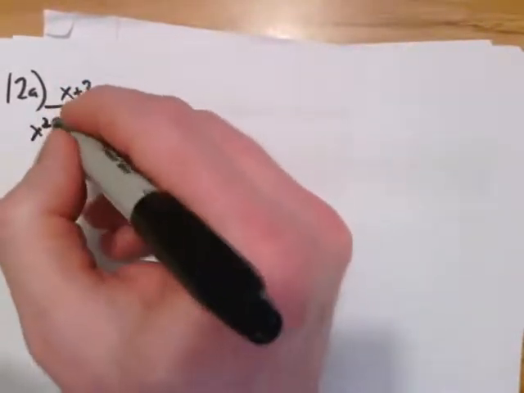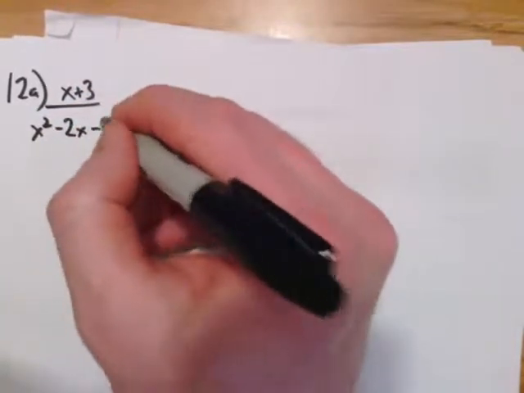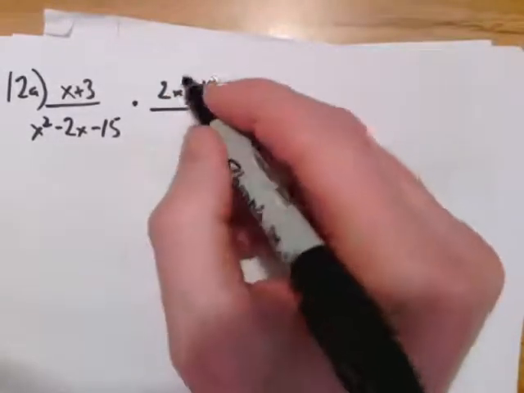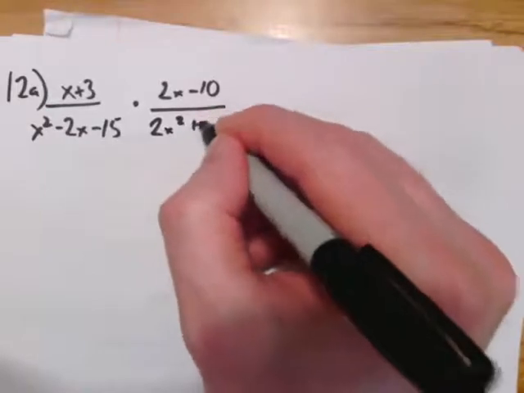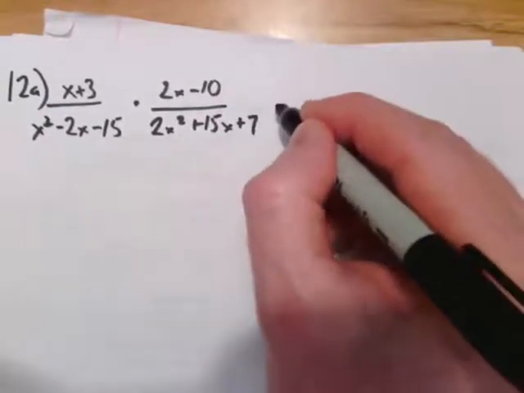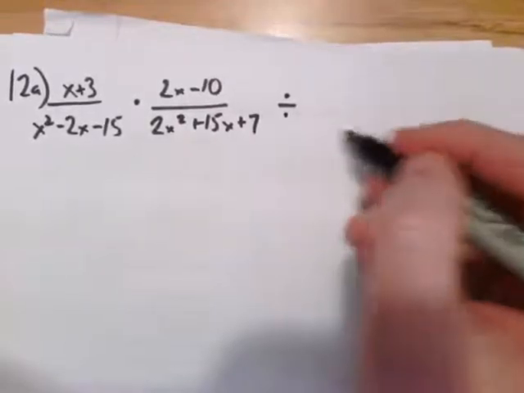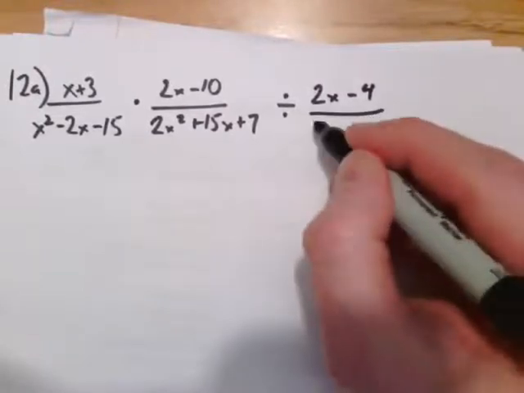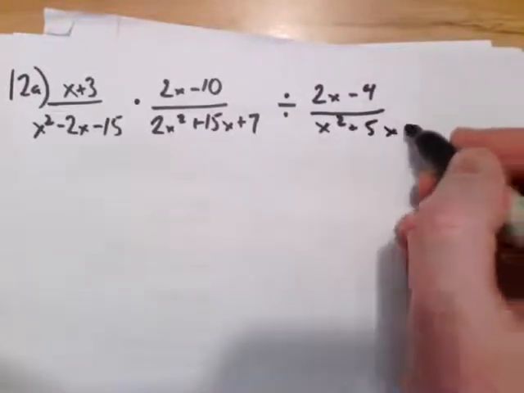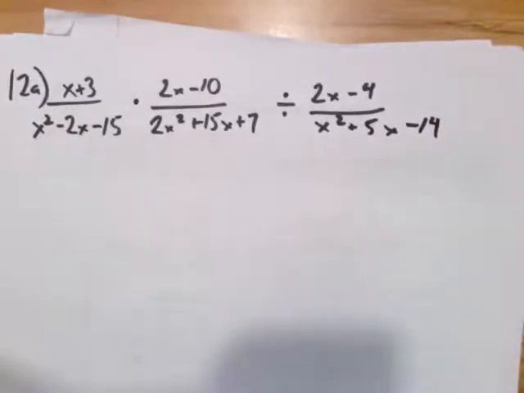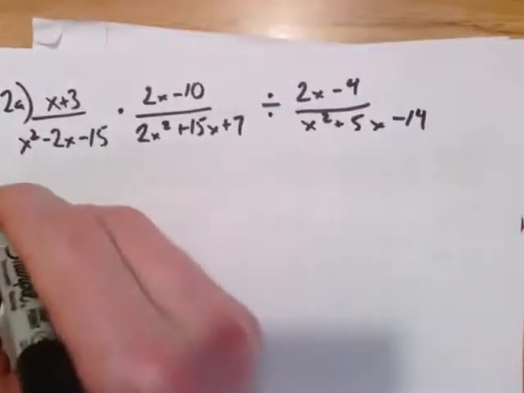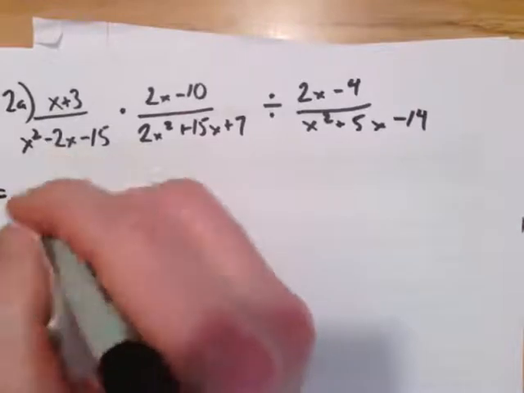x plus 3 over x squared minus 2x minus 15, excuse me, times 2x minus 10 all over 2x squared plus 15x plus 7, divided by, so this one's fancy. I got to watch for the non-permissibles top and bottom. 2x minus 4 over x squared plus 5x minus 14. All right, so now I'm going to rewrite this mess. I should almost have the paper turned long-wise. Is that the way it's called? Landscape. So now I'm just going to factor.